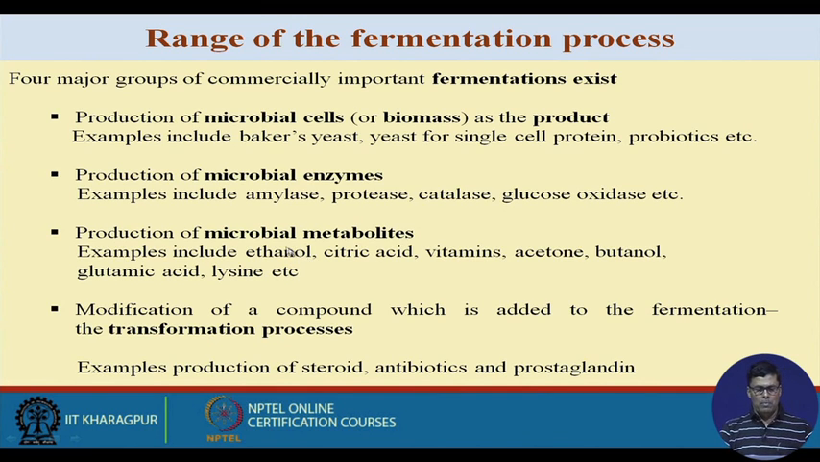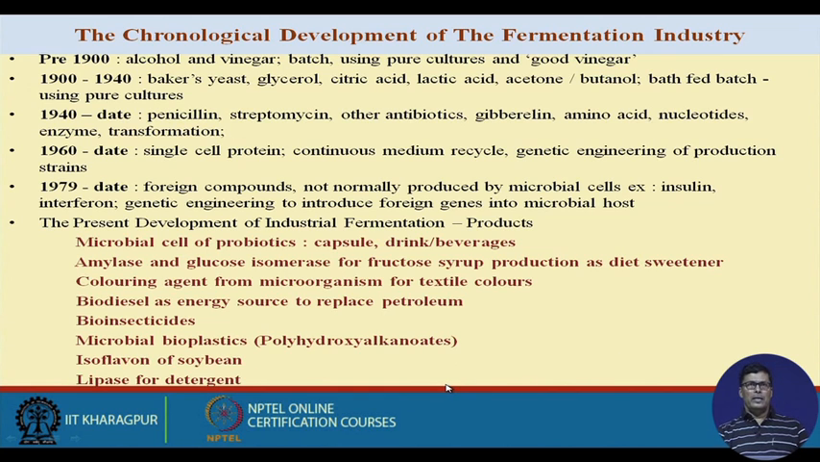Third is the production of microbial metabolites, we have several. I gave the example of ethanol. Besides that, we have citric acid, vitamins, acetone, butanol, and glutamic acid, lysine, etc. The fourth is the modification of a compound which is added to the fermentation, the transformation process, that can be used to a great extent, as for example the steroids, antibiotics and prostaglandin.